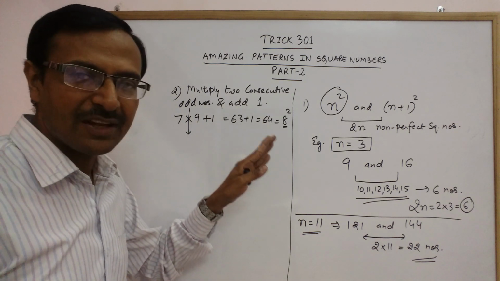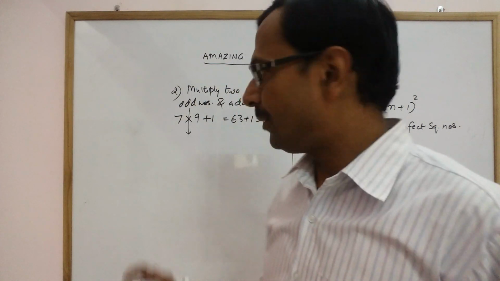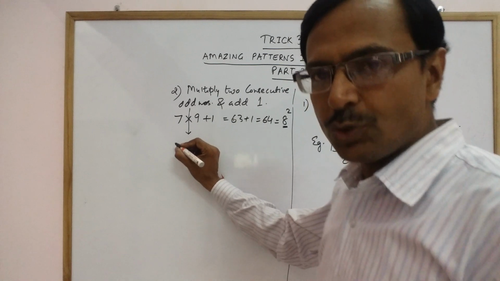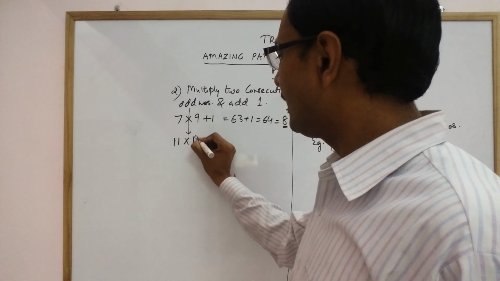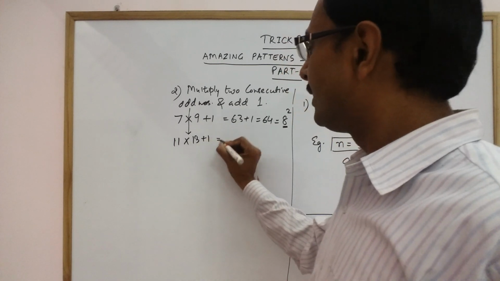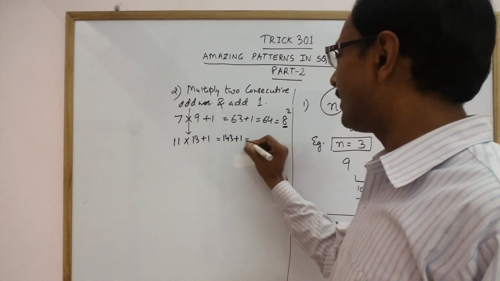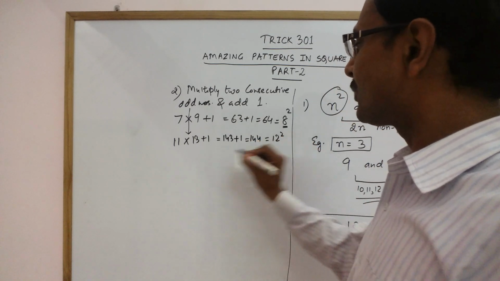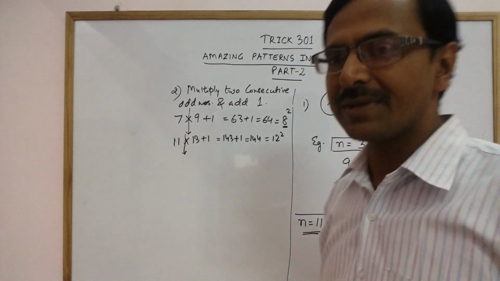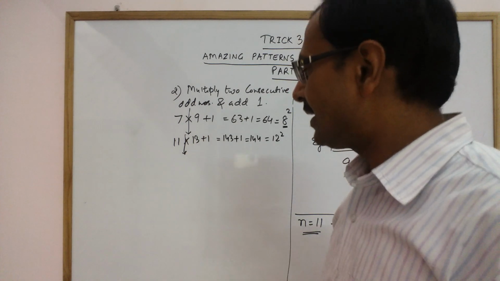So let us verify whether this pattern is true for some other numbers as well. Now see, I am taking two more consecutive odd numbers, say 11 into 13 and then adding 1. 13 into 11 is 143 and add 1, you get 144. 144 is 12 square, so 12 lies in between these two numbers 11 and 13. Amazing, isn't it? Let us take one more.